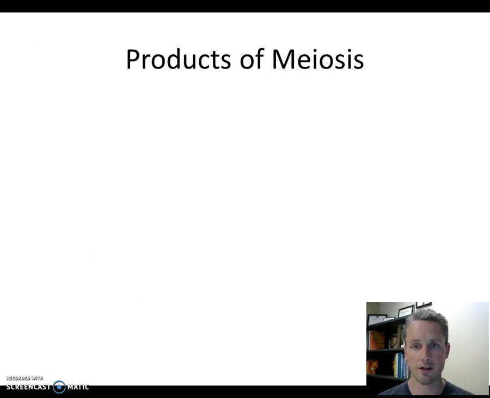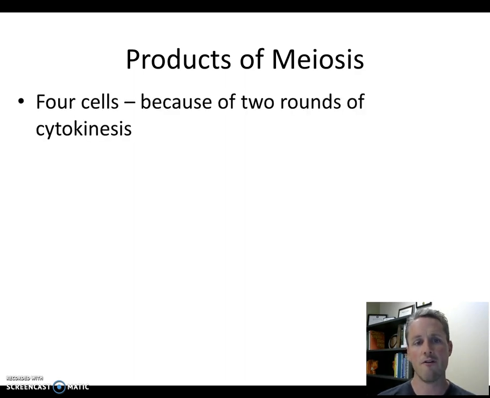Let's quickly consider the products of meiosis. What have we made? Again, we have made 4 cells. Why did we make 4 cells? It's because we did 2 rounds of cytokinesis. We did cytokinesis following telophase 1 and following telophase 2.